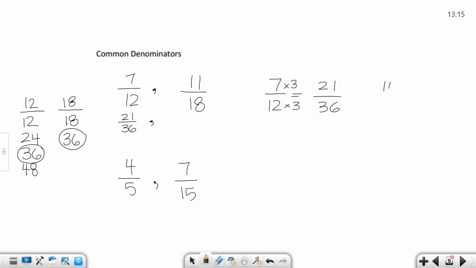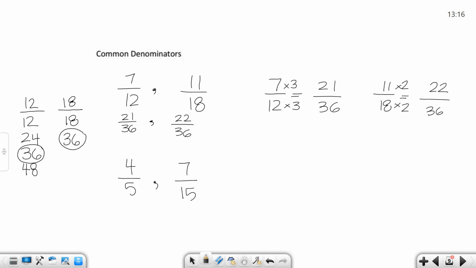Okay, so let's talk about 11 over 18. If I'm trying to turn 18 into 36, 18 times 2 would give me 36. So if I times 2 on the bottom, I times 2 on the top, and that would be 22/36. So this one would be 22/36.